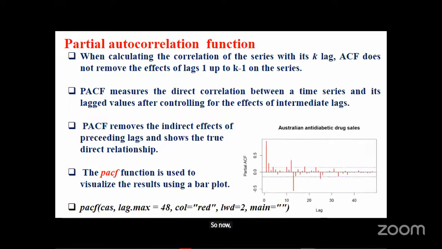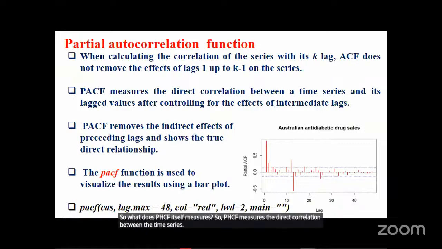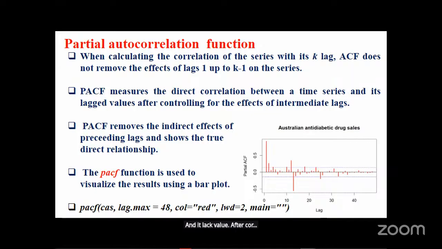Now, there's what we call the partial autocorrelation function, which is called PACF. When calculating the correlation of the time series with lag K, ACF does not remove the effect of the lag one. So what does PACF measure? PACF measures the direct correlation between the time series and its lag value after controlling for the effect of the intermediate lags. So PACF removes the indirect effect of preceding lags and shows the true direct relationship.